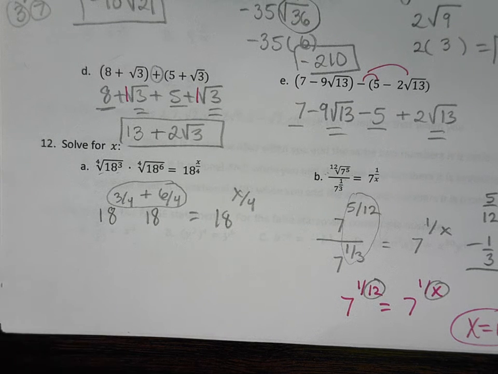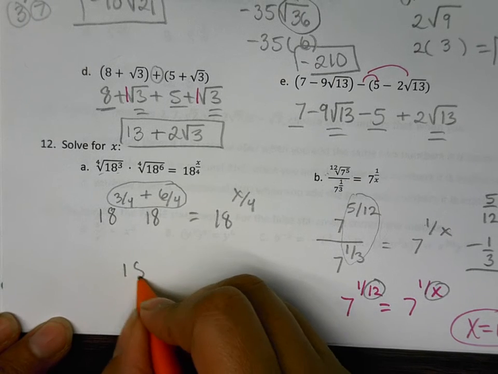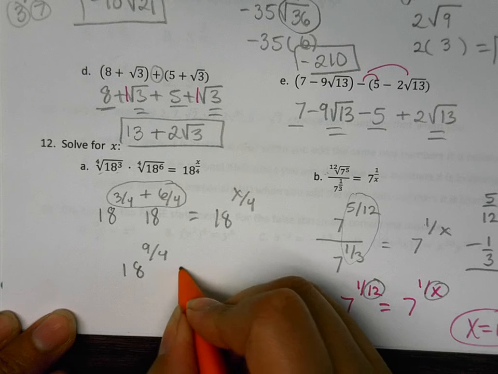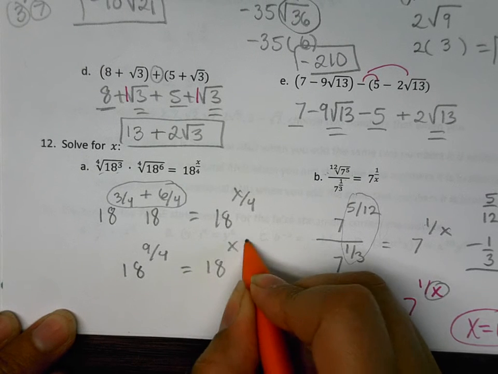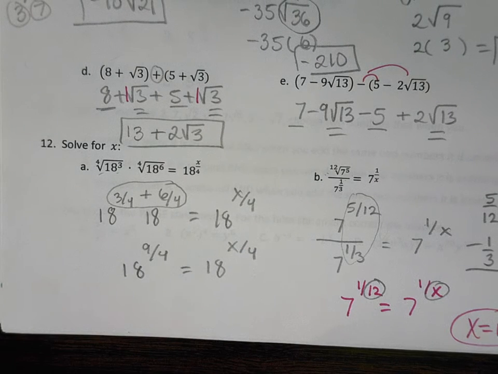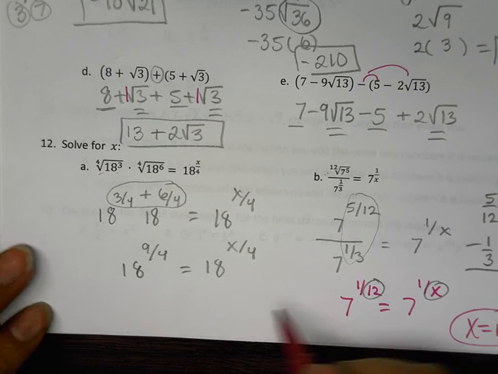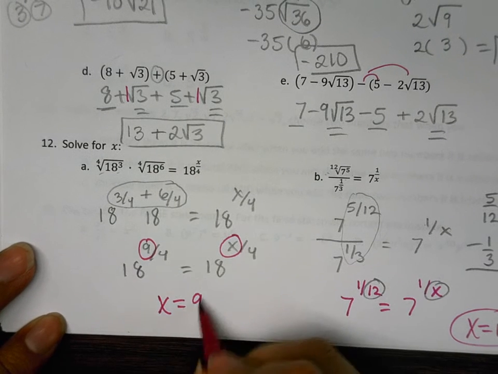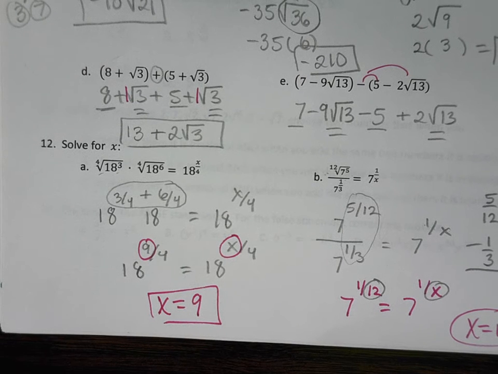All right, so 18 raised to what power? 9 over 4 equals 18 raised to the x over 4, same bases. What must x equal? X equals 9. Questions?